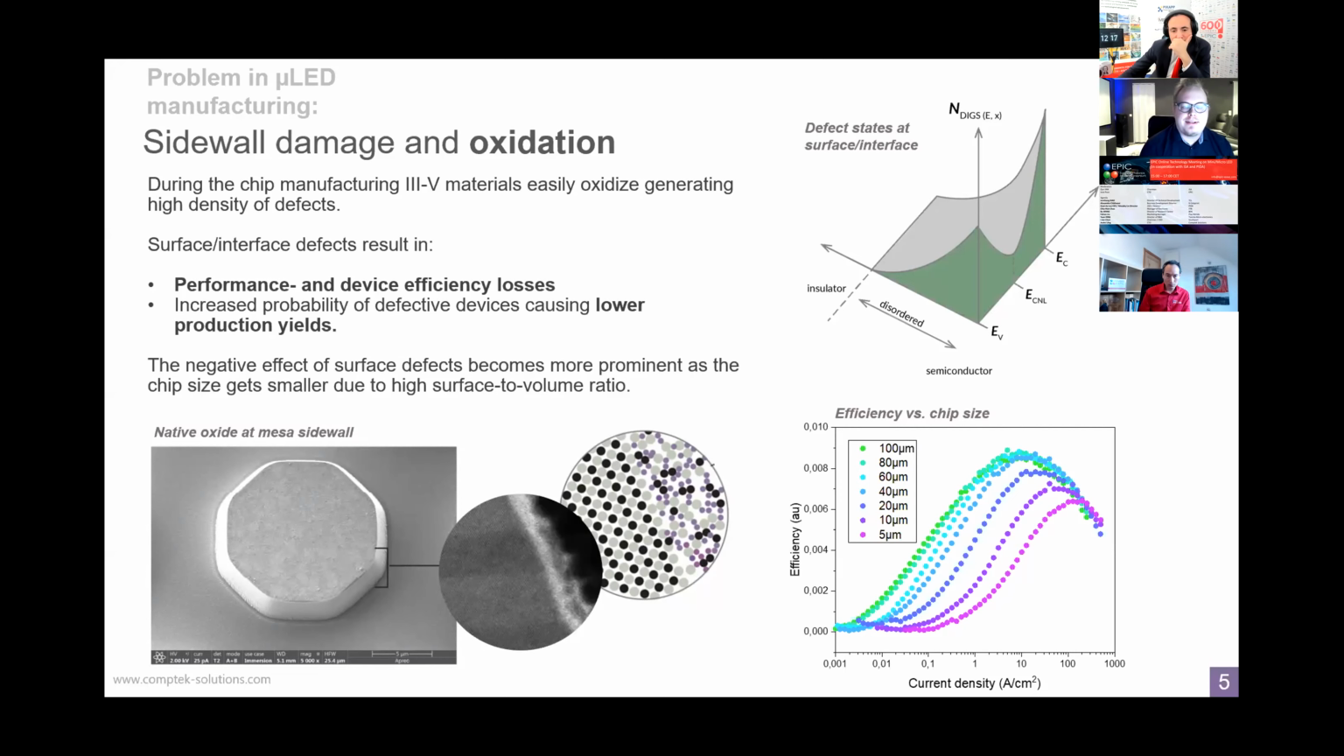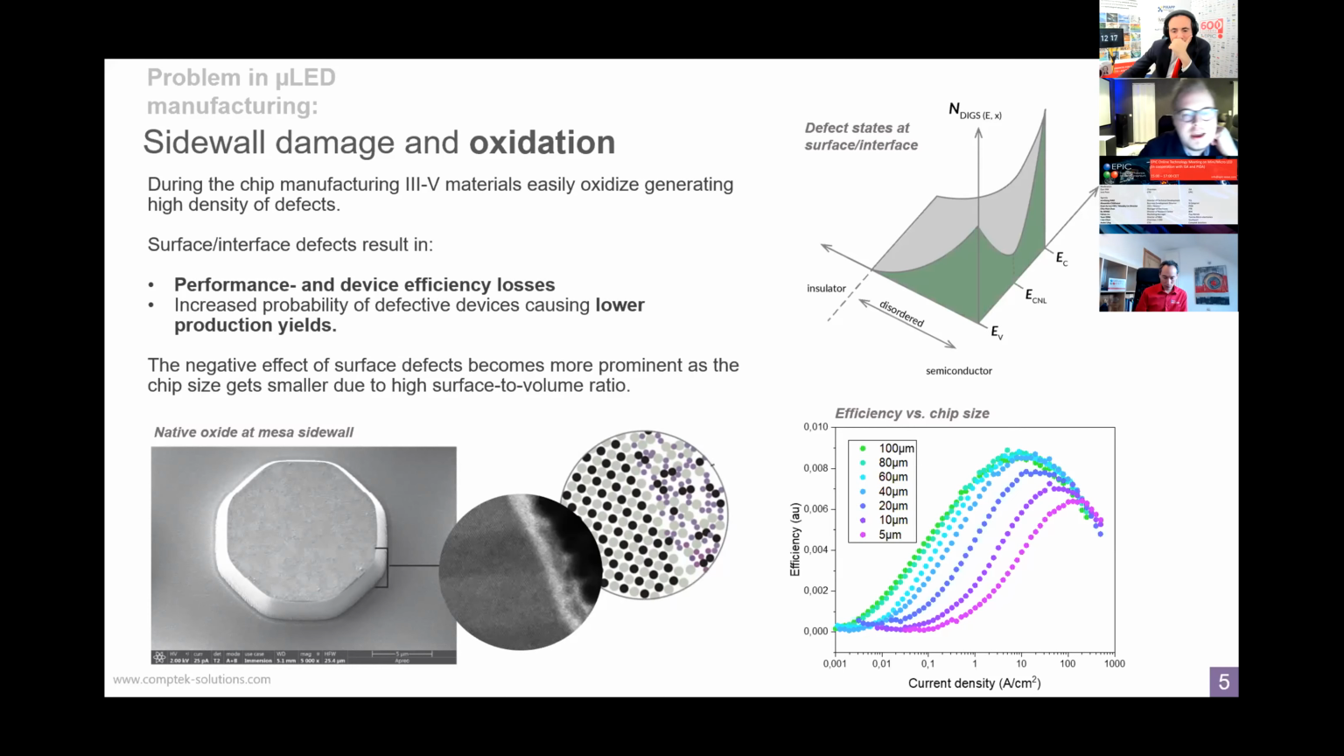And these defects act as non-radiative recombination centers, which means that when you inject carriers you would like to have light out of the LED, but the carriers you inject are actually lost in these defects and generating heat, but not light. So your efficiency goes down drastically.